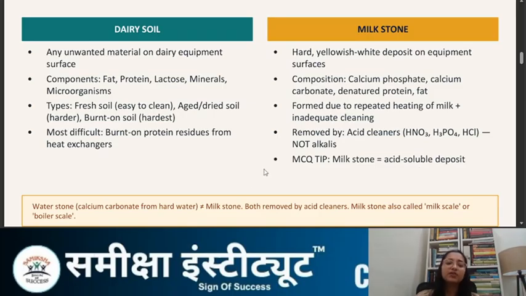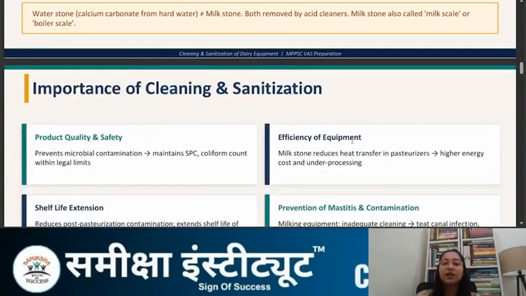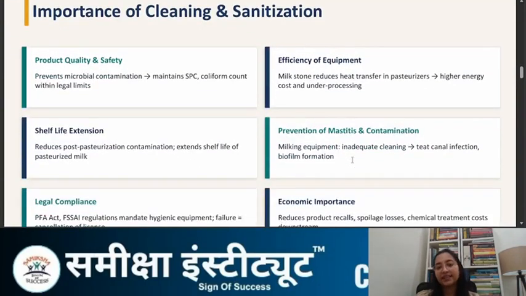You must be knowing about hard water. Hard water or the water stones include calcium carbonate from hard water, but these are not milkstones, because in case of milkstones denatured protein and denatured fat will also be there. Both are removed by acid cleansers, because acid cleansers will dissolve the carbonates and phosphates. Milkstones are also called the milk scale or the boiler scale. These are other names.